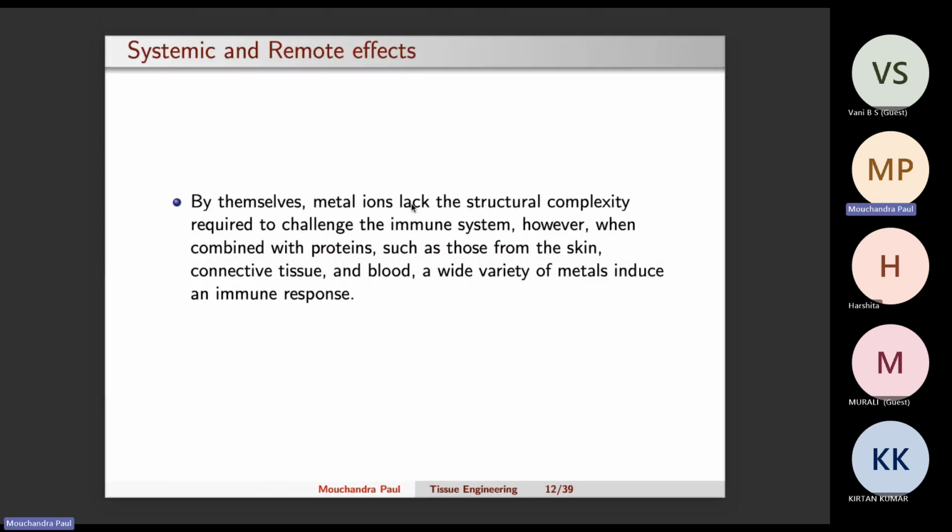If you consider metal ions by themselves, like titanium ions or cobalt ions, they are not very toxic to us by themselves. They become toxic when they get combined with proteins, such as from blood or from skin, and induce an immune response. Our body tries to remove it, and as I said, it can go to lymph nodes, and there it can hamper the activity of those cells in the lymph nodes, and further effects can be seen.